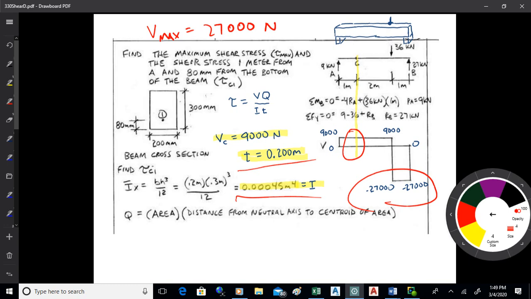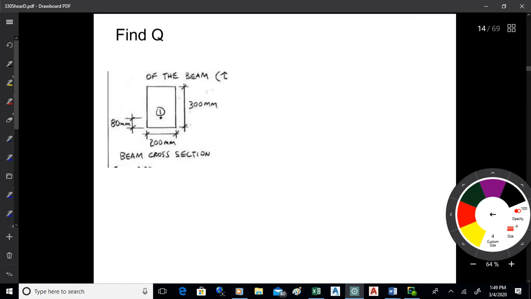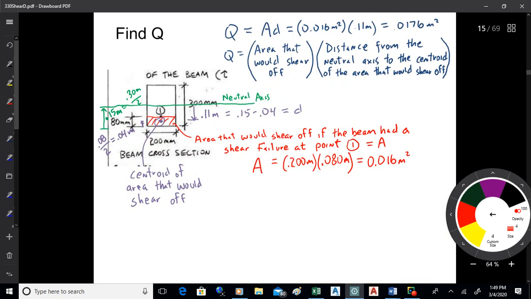So let's just look at that real quick, and then we'll get out of here. But there we go. There's our beam. So what we do is we look if the beam were to fail at this point. We're looking at C1. That would be at point 1 is where it would fail. Remember, these fail horizontally, where one plane slips off the other. So we look at the area that would shear off if it failed at point C1. Okay, so that area would be the thickness of the beam, 0.2 meters. And then you'd multiply that by the height, the 80 millimeters. Okay, right there. So 0.2 times 0.08 is 0.016. That's the area that would shear off.